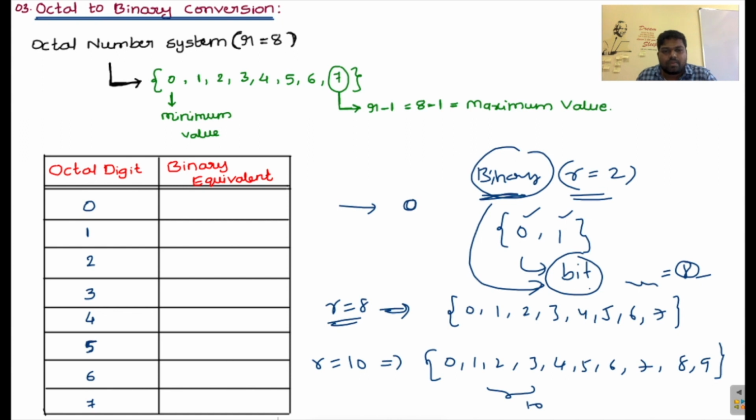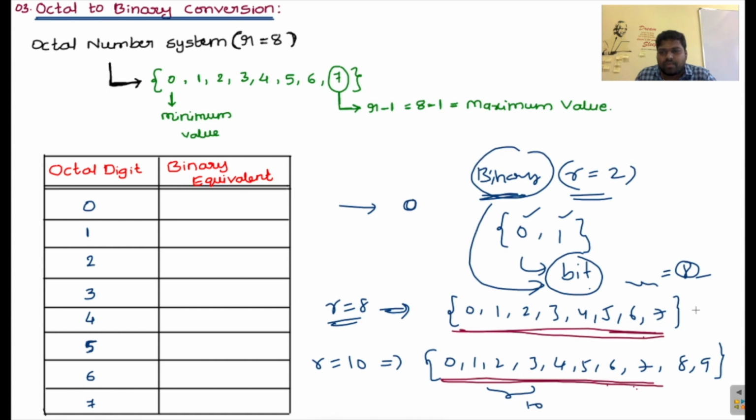Once you observe, from 0 to 7, even decimal has 0 to 7. That means whatever values are possible from 0 to 7 in decimal, the same values occur in the octal number system also. The values are the same from 0 to 7 in decimal as well as octal. Here 0 is the minimum and 7 is the maximum value.